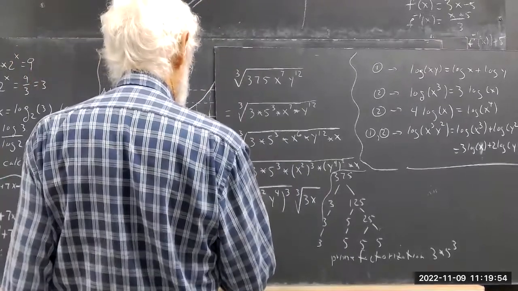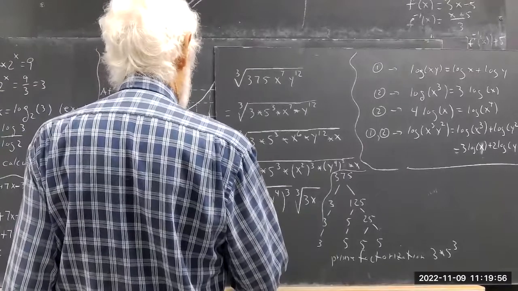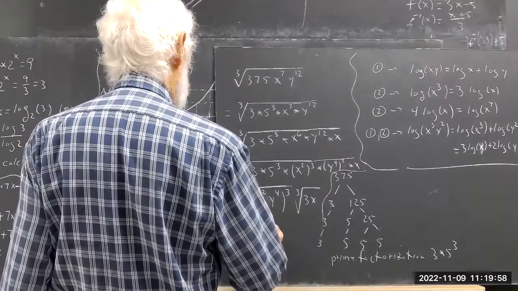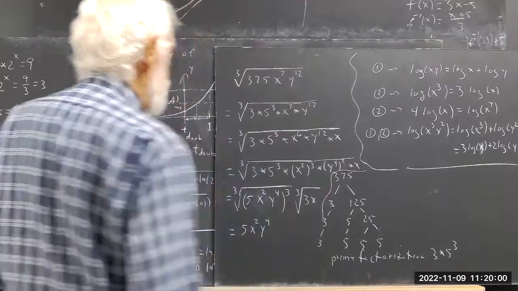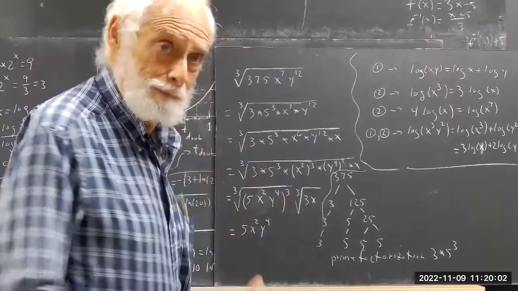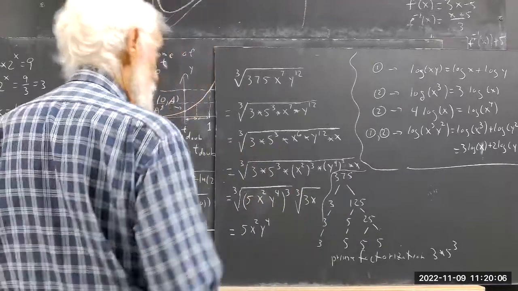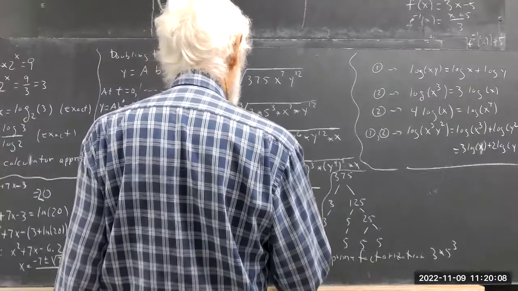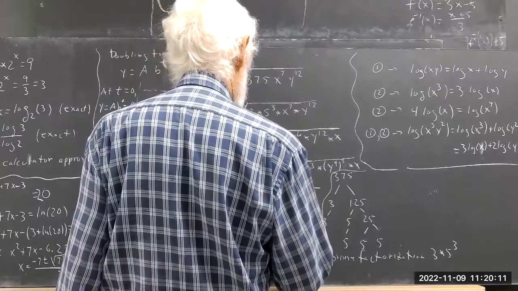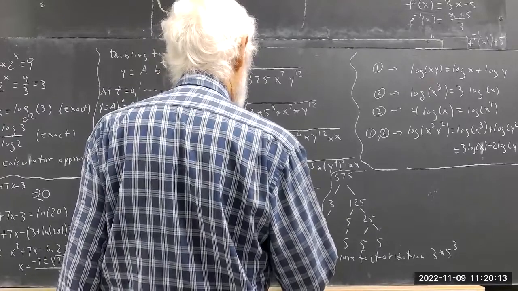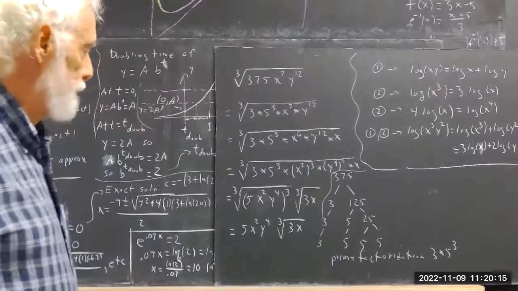Now, we can write it out as just plain old 5x squared y to the 4th, because the cube root of a cube is just whatever's being cubed, right? And then that's times the cube root of 3x.